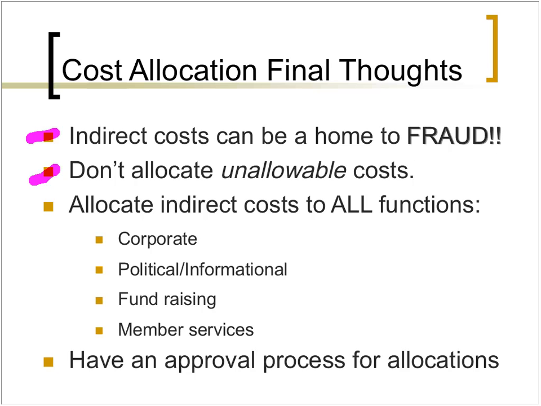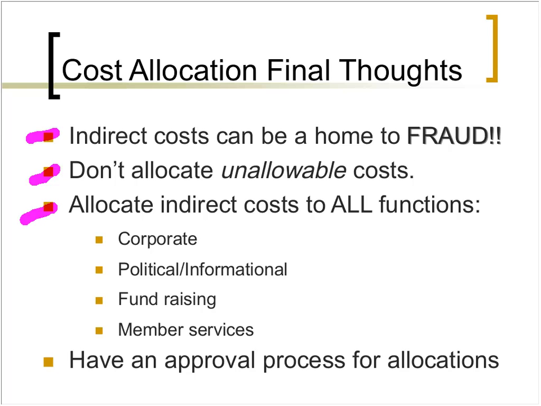Another issue is don't allocate unallowable costs. If a cost is unallowable, it is unallowable, period, and can't be allocated or a portion of it allocated back to federal projects. Going through the cost allocation process does not in any way make it less than an unallowable cost.